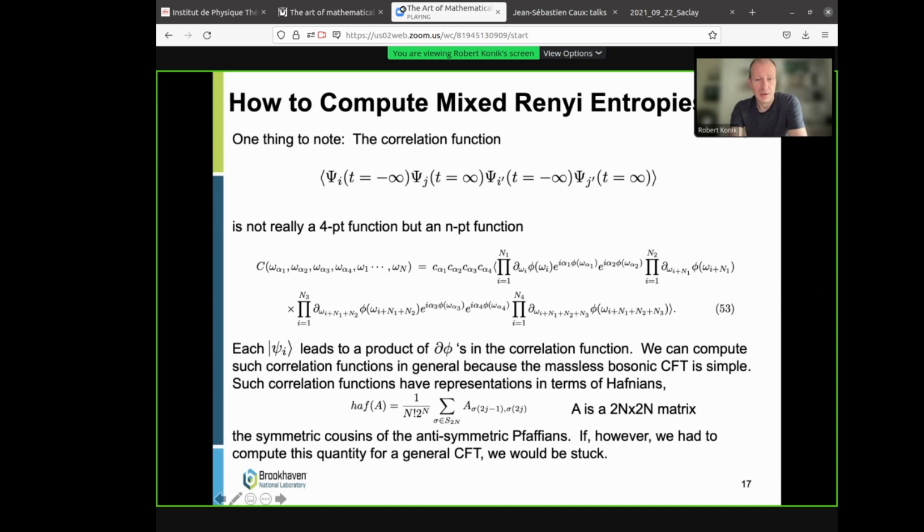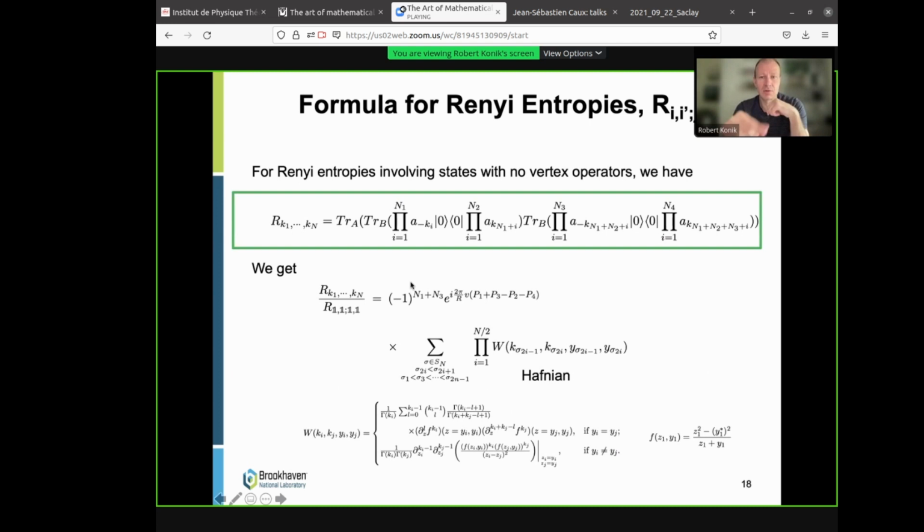Now, this is possible because our bosonic CFT is relatively simple, and these correlation functions have representations in terms of Hafnians, which are objects defined on symmetric matrices and can be considered like the cousins of the anti-symmetric Pfaffians. However, of course, if we were looking at a quench involving a conformal field theory that was not a free boson, computing this type of four-point function would in general be very difficult. But with the bosons, you can actually make progress. And in particular, you can write down closed formulae for the generalized Renyi entropy.